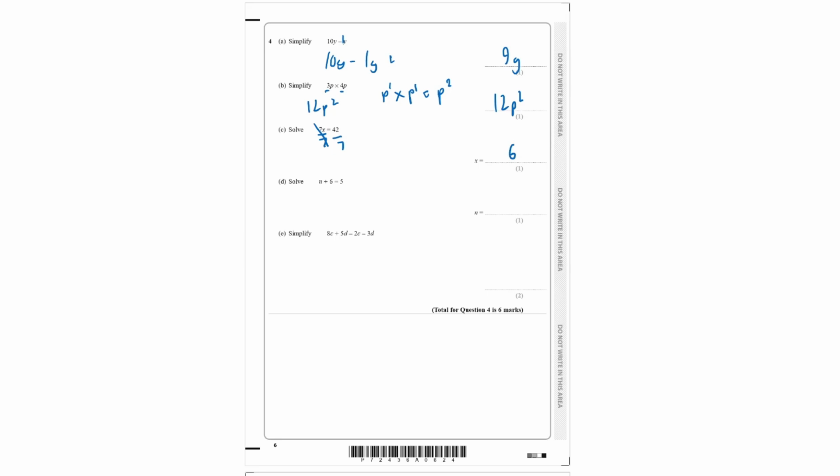Solve n plus 6 is equal to 5. We can bring 6 to the other side, and we have n is equal to 5. Now it becomes negative, so minus 6. 5 minus 6 is negative 1, so n is equal to negative 1 here.